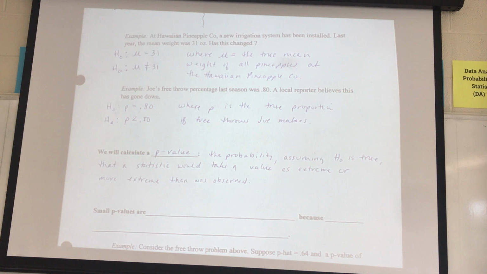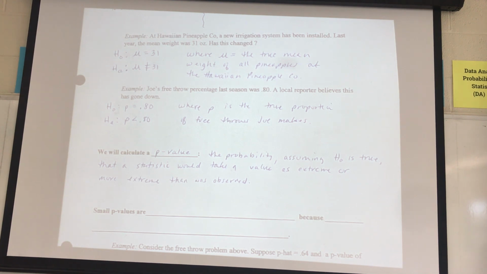So suppose in the pineapple problem, for example, last year the mean weight of the pineapples was 31 ounces. I put this new irrigation system in, I want to know, hey, has it changed the weight of my pineapples? So I go out and I get a random sample of some pineapples and I do some calculations and I get a p-value. So small p-values are what you strive for. Small p-values give you evidence against the null hypothesis and help you prove your alternative hypothesis, right?